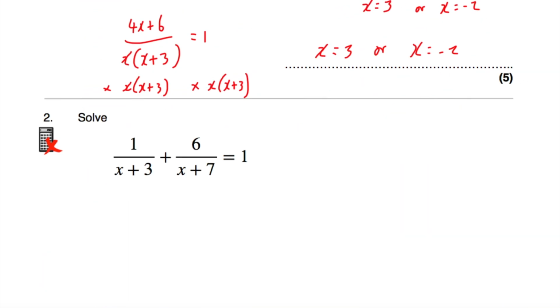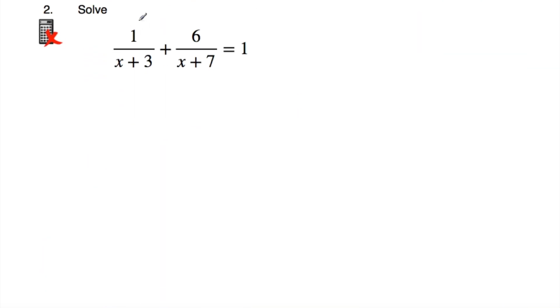Okay, let's look at our next question, question number 2. So question number 2, we've been asked to solve 1 over x plus 3 plus 6 over x plus 7 equals 1. So again, we're going to add together these algebraic fractions to begin with. So we're going to simplify this left-hand side, and then we'll solve the equation. So to add together these algebraic fractions, what we want to do is get the same denominator. So we're going to multiply both the numerator and denominator of this fraction by x plus 7, and both the numerator and denominator of this fraction by x plus 3.